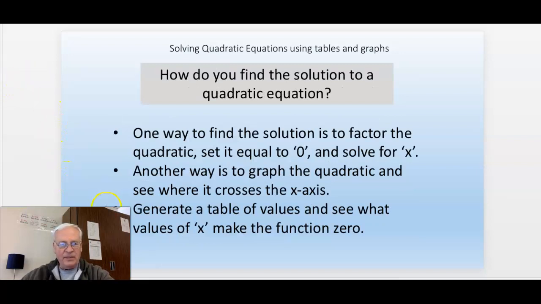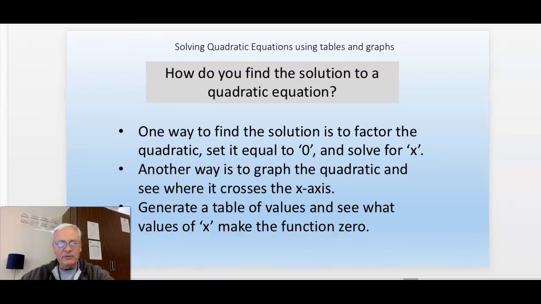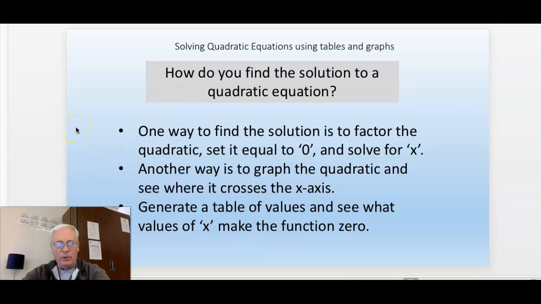How do you find it? There's a couple of ways to do it. One way is to factor the quadratic and set it equal to 0, and then solve for x. That's one way to do it, and we're going to do that here. Another way is to graph the quadratic and see where it crosses the x-axis. Or you could generate a table of values and see what values of x make the function 0. What values of x make the y 0?